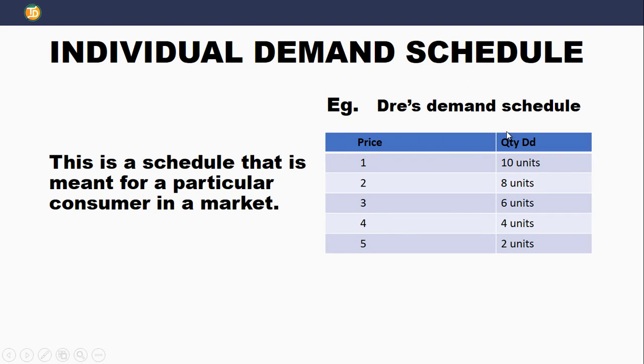For example, you have a table on your screen which is for Dre. So Dre's demand schedule, you can see the price and quantity demanded. At 1 naira, quantity demanded was 10 units. And when the price increased to 2 naira, quantity demanded reduced to 8 units. When the price increased to 3 naira, quantity demanded reduced to 6 units. When the price was 4, quantity demanded reduced to 4 units. And when the price was increased to 5 naira, quantity demanded reduced to 2 units, which means that as price increases, quantity demanded reduces. This is to explain the laws of demand.